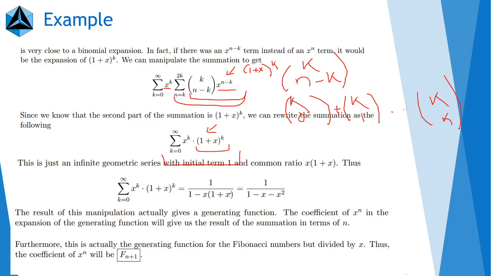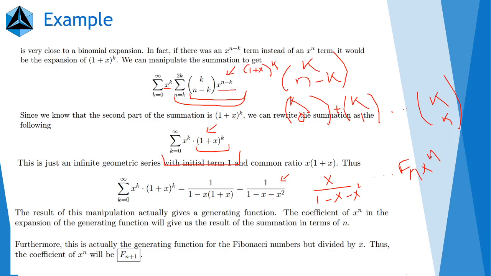And the result of this manipulation actually gives us a generating function. The coefficient of x to the n in the expansion of the generating function will give us the result of the summation in terms of n. Well, if n is fixed, it'll give us a constant, but the whole point is to get this in terms of n. Furthermore, this is actually the generating function for the Fibonacci numbers, but divided by x. That is, if we had x over 1 minus x minus x squared, this would have the term f of n, x to the n in its expansion. This is the generating function for the Fibonacci numbers. However, this particular one is divided by x.